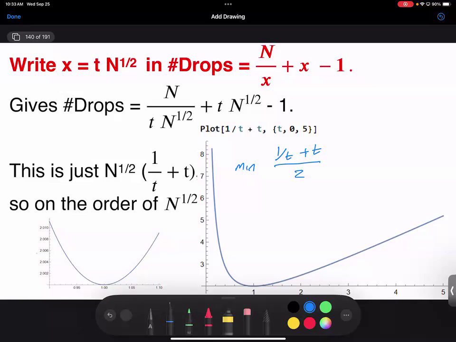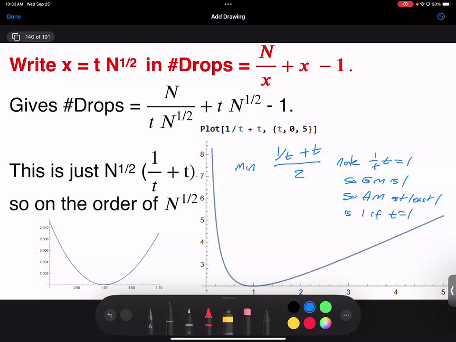This is the AM-GM inequality, right? How do we find the AM-GM in here? Just note that 1 over t times t equals 1. So the geometric mean is 1. So the arithmetic mean is at least 1, and it is 1 if t equals 1. So that has to be the minimum.